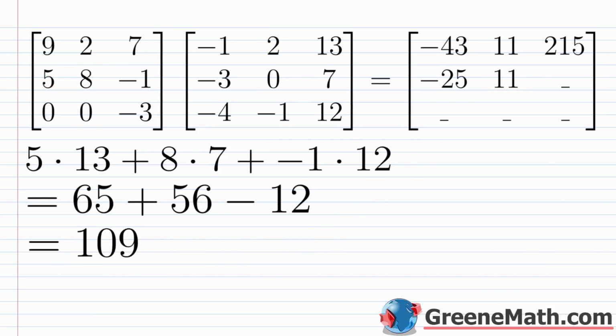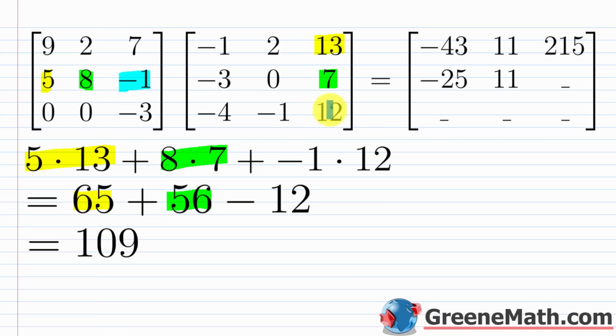Okay, for the next one, we're going to be working with row 2, column 3. So again, this row, this column. So let's go through and crank this out. We want 5 times 13. That's this right here. This can be 65. Sliding down, we're going to want 8 times 7. So 8 times 7 is 56.